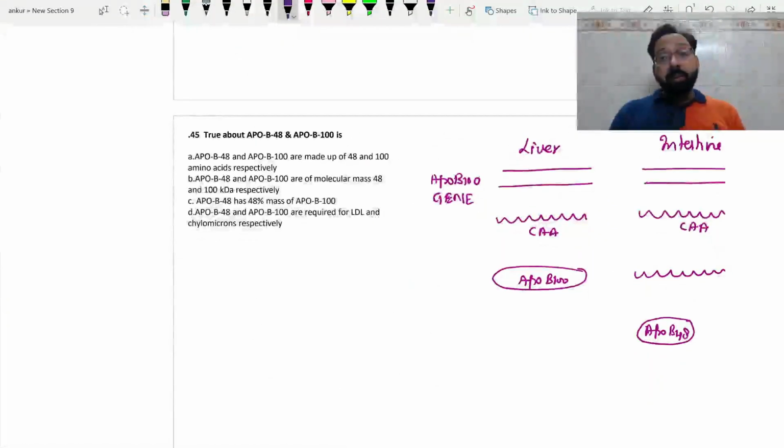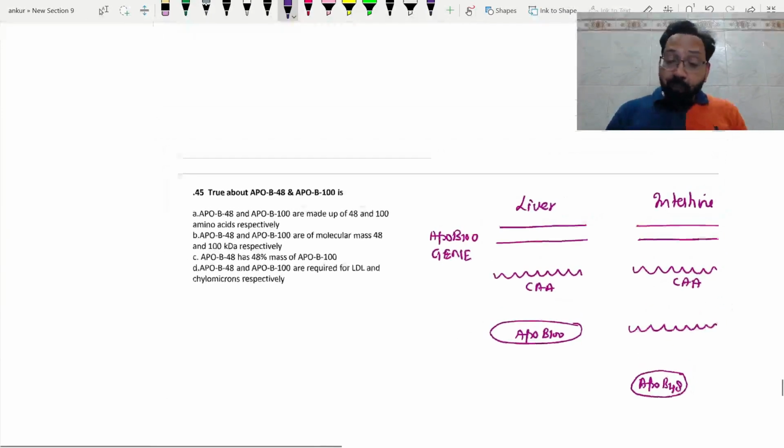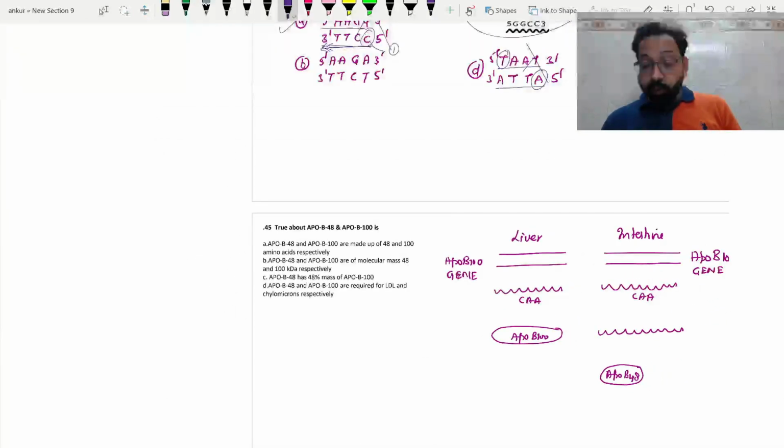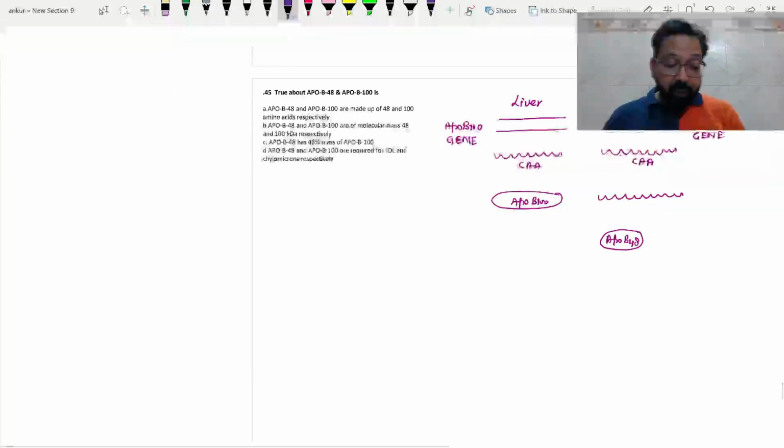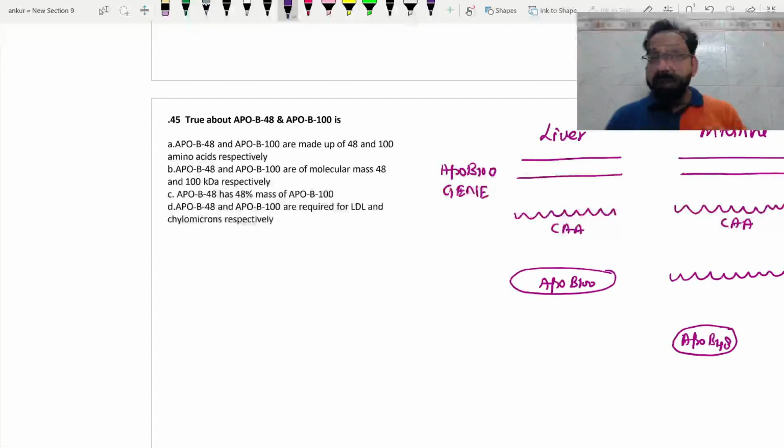Now, you know the one gene, one protein theory. Previously, we used to say one gene gives rise to one protein. But now we say one gene can give rise to more than one protein. So the one gene, one protein theory has been discarded. A question is asked: ApoB48 and ApoB100 are synthesized from the same gene.